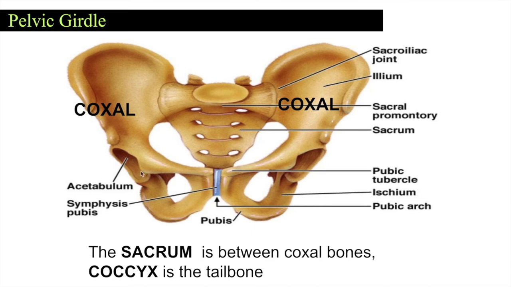And again, the sacrum is between the two coxal bones here. And the coccyx is the tailbone that comes below. So definitely know some of these terms. Take a screenshot if you want.